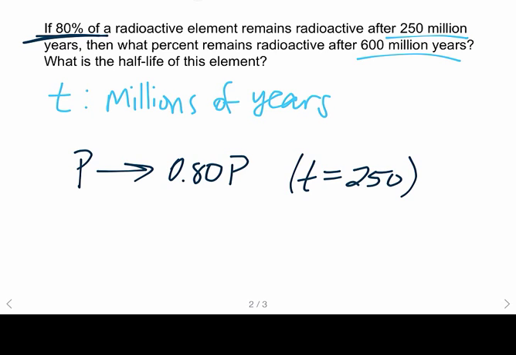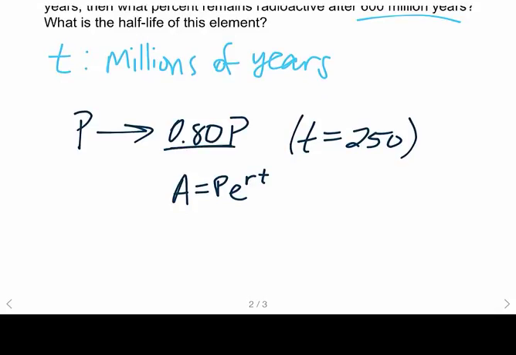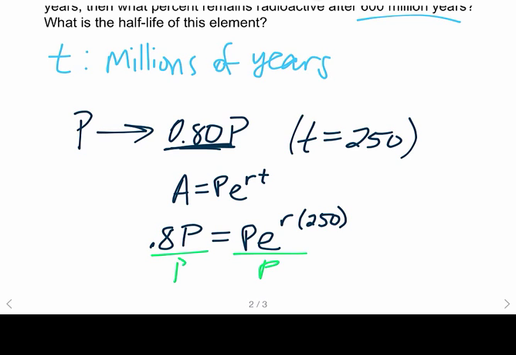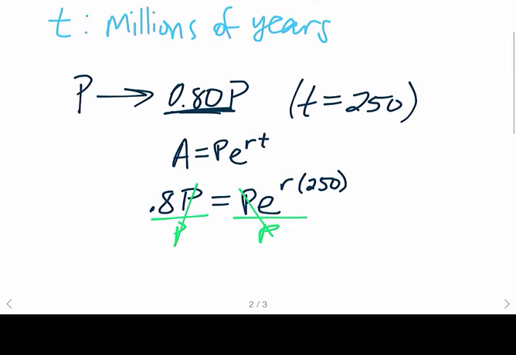So using our radioactive decay model, A equals P e to the rt, our A is 80% of P. So 0.8 P is equal to P e to the r times the amount of time it took, 250 million years. So this should resemble the previous problem. The steps are darn near identical here. We're going to divide both sides by P, get rid of it, so it doesn't matter how much was in the sample to begin with. We just need to know the ratio, 80%. And so 0.8 is equal to e to the 250r.